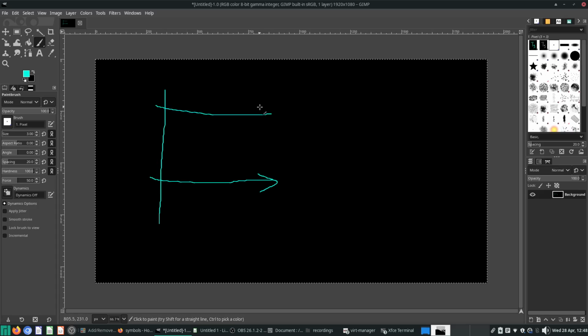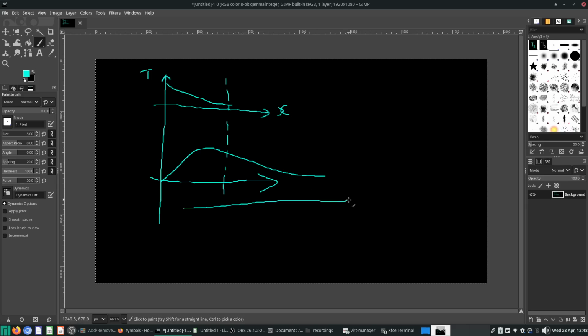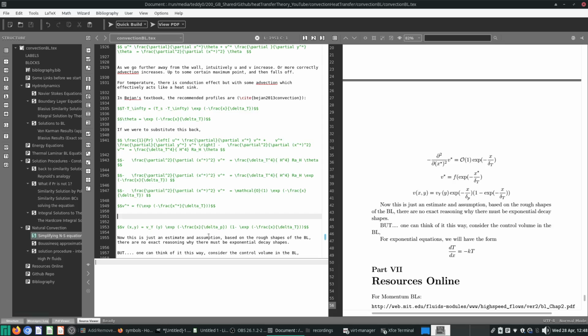Okay, we sort of established that for temperature versus x, we have exponential decay. Then for velocity, we have this sort of shape. Because you have a no slip at the wall, it will go to some maximum and then it will start dropping off again. Where this drop off happens, I don't really know, but remember the boundary layer thickness here will be thicker than here. That's the main thing we want to have.